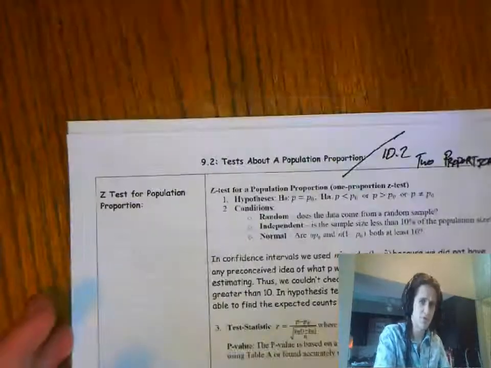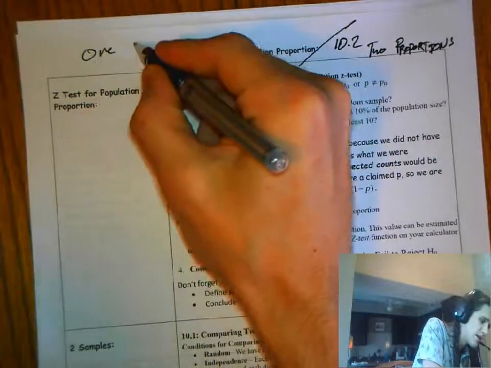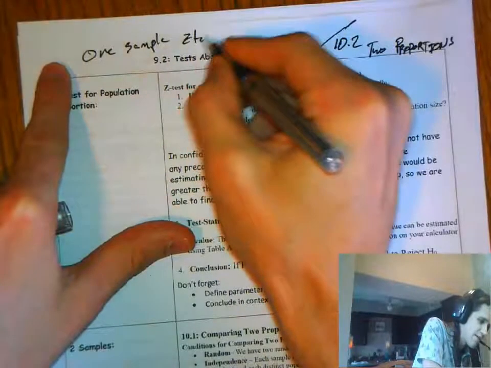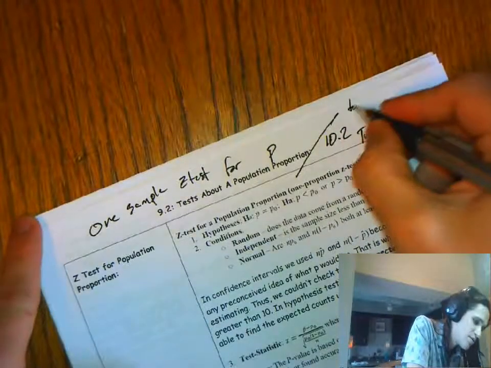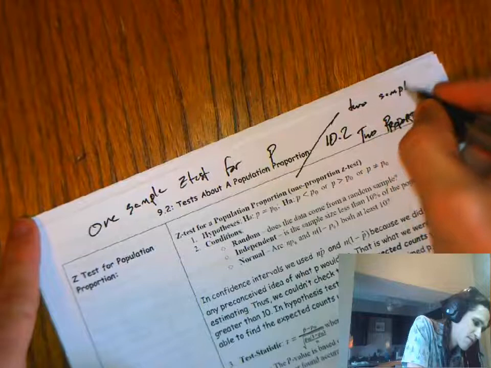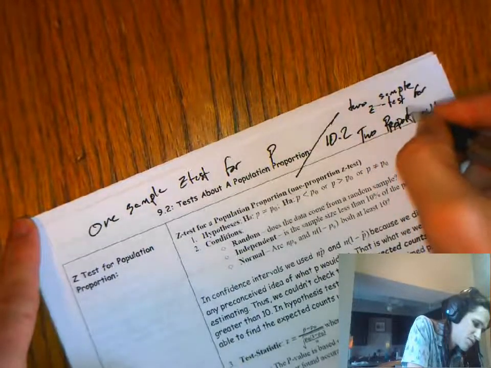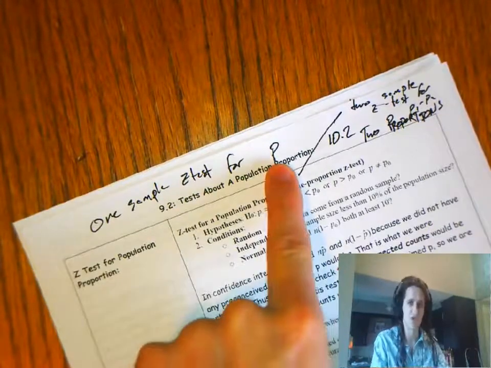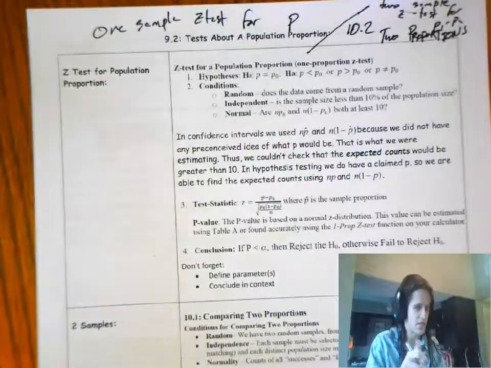So we're in 9.2, tests about a population proportion. It'll be either a one-sample z-test for p, or a two-sample z-test for p1 minus p2. We're dealing with either, where is this single proportion, or are these other two proportions the same? We'll see this in more detail.